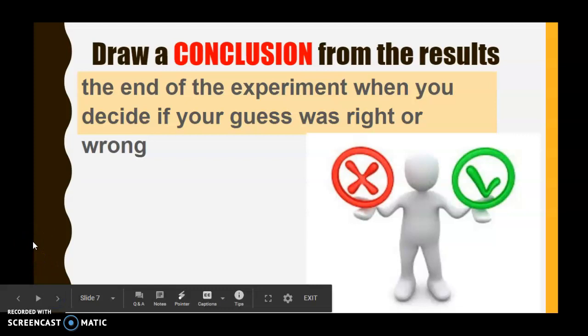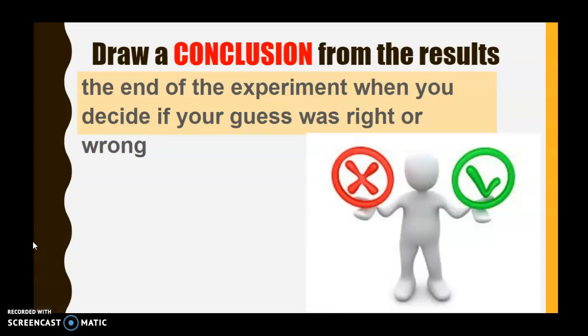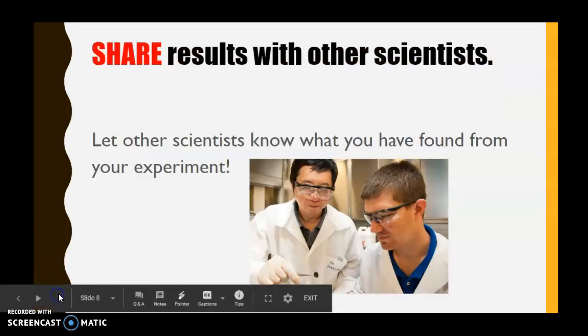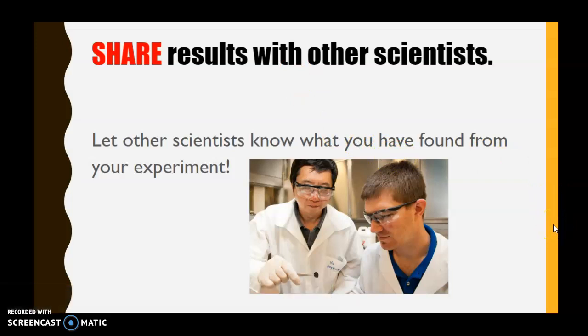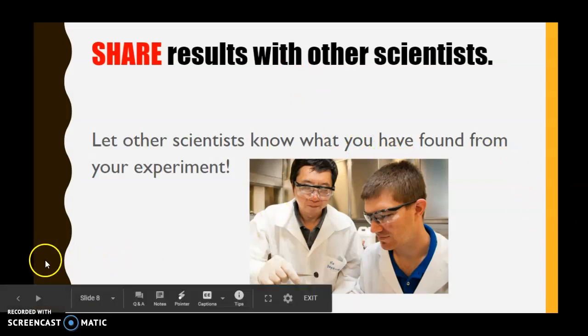Draw a conclusion from the results, the end of the experiment, or when you decide if your guess was right or wrong. Share results with other scientists. Let other scientists know what you have found from your experiment. And that's the scientific method.